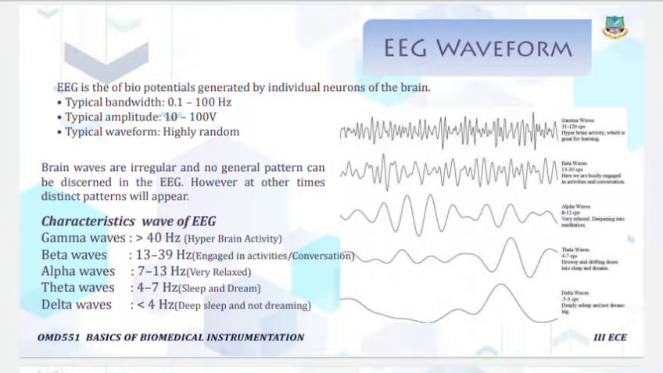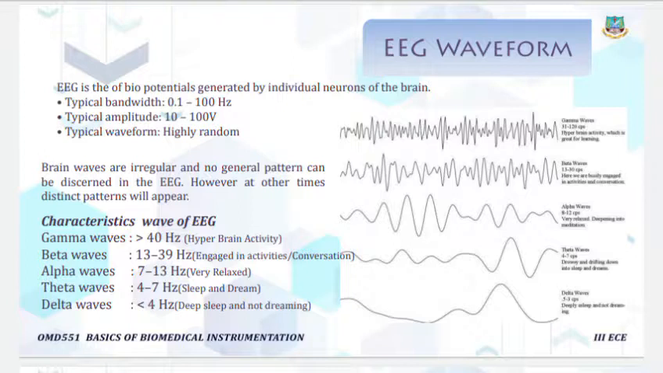The range of the gamma wave is greater than 40 Hz. This first figure shows the gamma waves. This is active when the brain is hyperactive, when we are doing some work that we like. At that time this wave is called gamma wave, and its frequency is greater than 40 Hz.